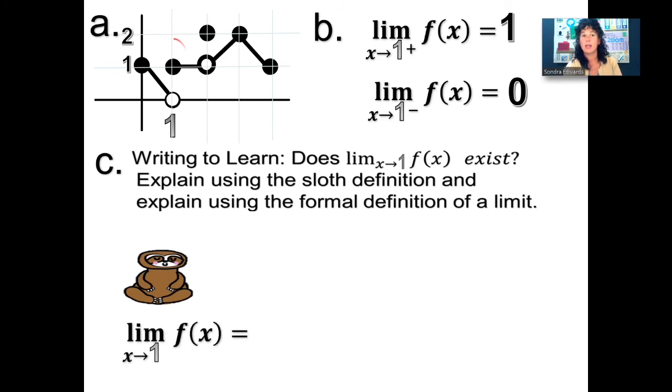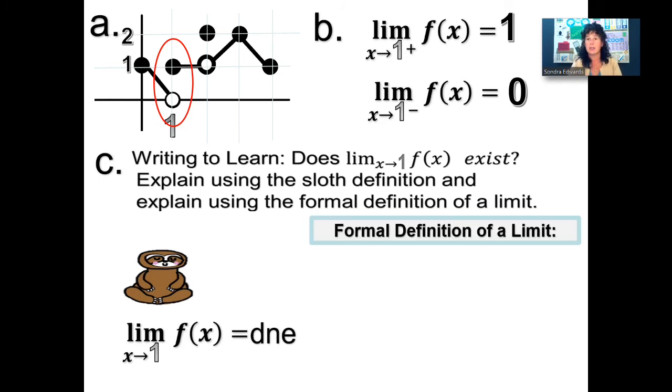Well, we go over to 1 and there's a break. And we know that if at that x value there is a break or there's an asymptote, well then the limit is not going to exist. So we know it does not exist. But if we want to formally give an explanation of why the limit does not exist as x approaches 1, we need that 3-step process.